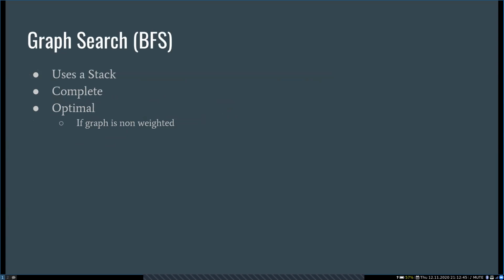All right, let's talk about what breadth first search is. There's a mistake on the slide. It's supposed to use a queue. Breadth first search uses a queue. I was copying and pasting and I copied wrong.